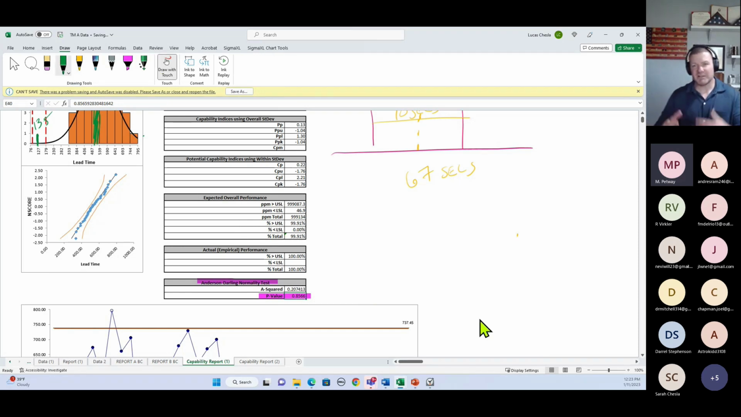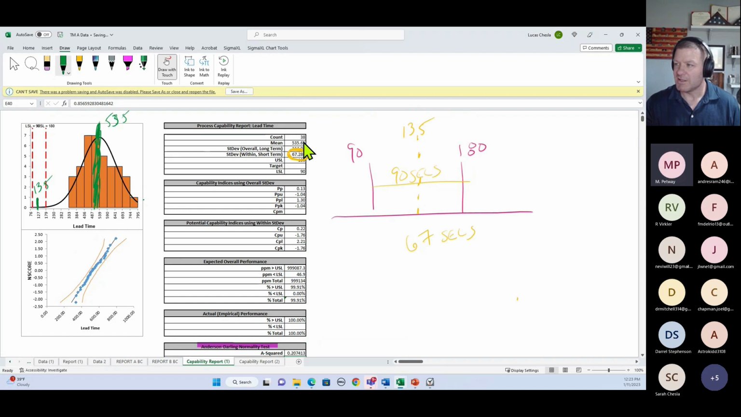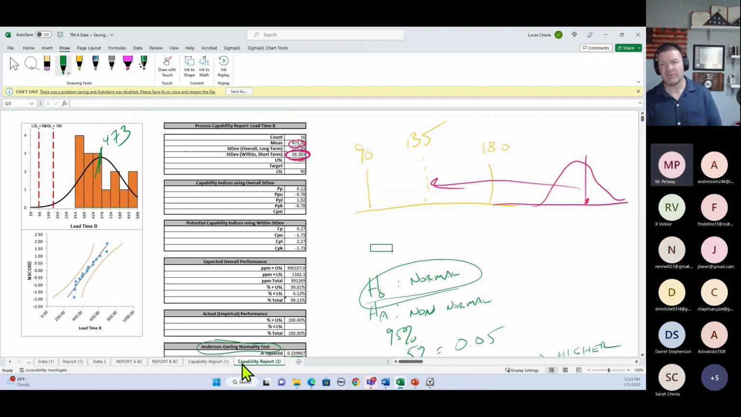So let's step back a minute, get back on track before we dissect all of that. First of all, what is our location? That is where we get the mean, median, or mode. And here we have our mean of 535, which means we're 400 above. So our location matters, because where is our location in relation to where we should be? Well, we should be centered between those specification limits. Should be at 135. We're at 535, or we're at 473.